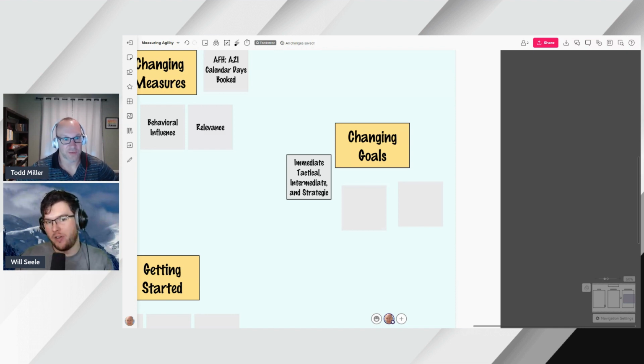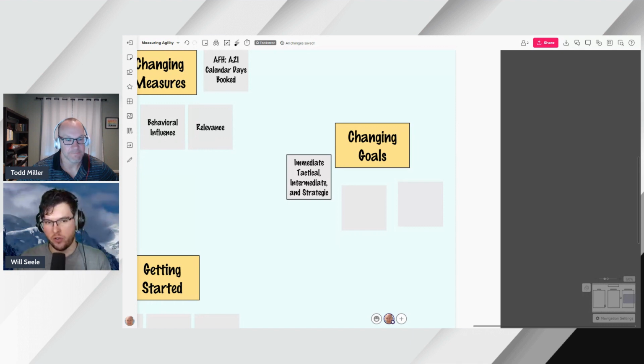Yeah. And as a product owner, I've had that happen before, where an immediate tactical goal proved that our intermediate goal wasn't relevant, and it's like heartbreak. But you still have to move on.